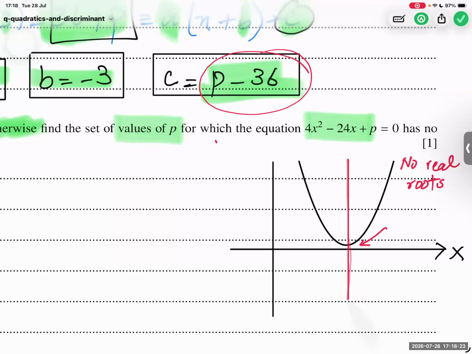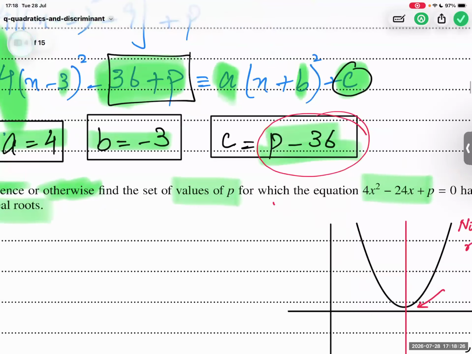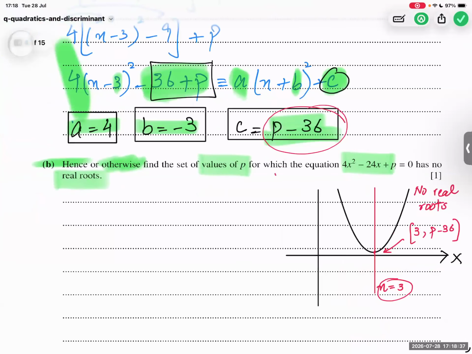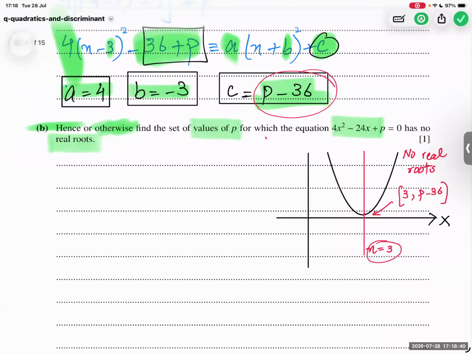So in actual curve, if you see this one, x is equal to 3. So this is your line of symmetry, x is equal to 3. And coordinates of vertex were 3 and p minus 36. Right? So if we claim that this quadratic curve has no real roots or no solution, then it must be always lying above the x-axis. So p minus 36 must be greater than 0. Yes. The y coordinate of vertex. Okay? Is it clear?